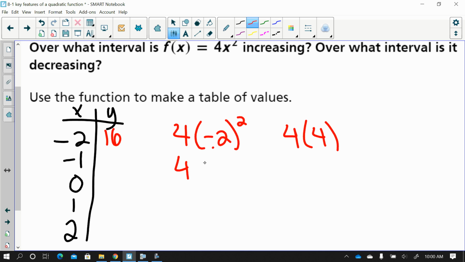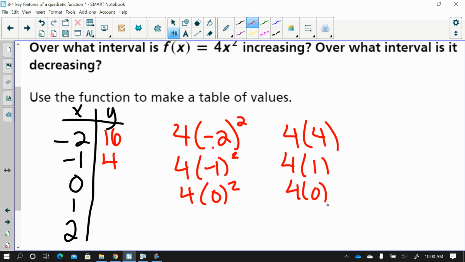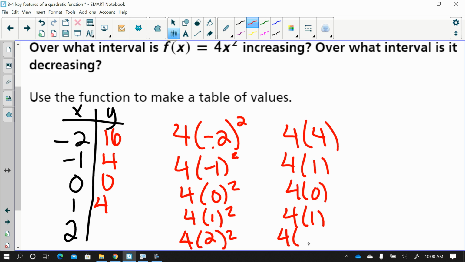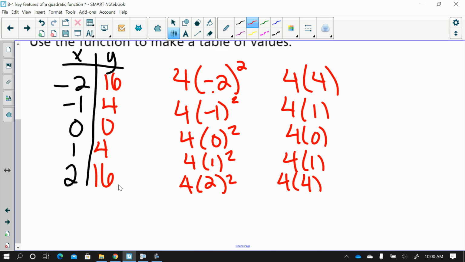Let's plug in -1. Well, -1 squared is just 1, so 4 times 1 is 4. Now let's plug in 0. 4 times 0 squared is just 4 times 0, which is 0. 4 times 1 squared is 4 times 1, which is 4. And 4 times 2 squared is 4 times 4, or 16. So let's go ahead and graph it and see what happens.